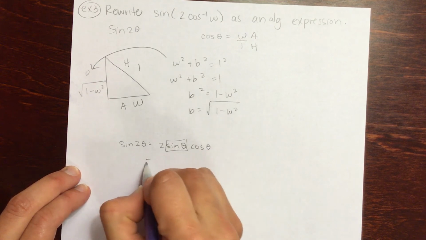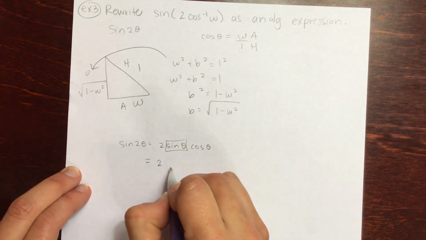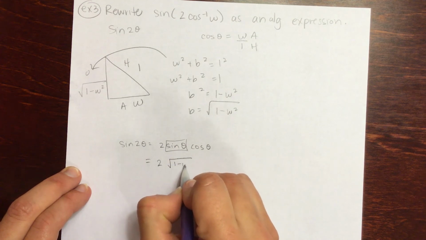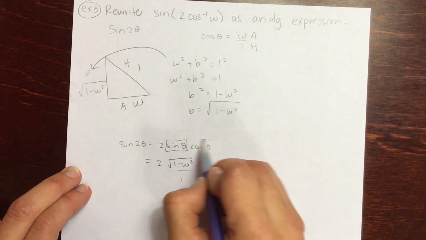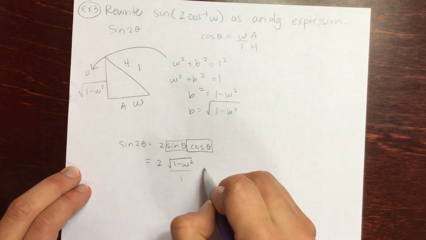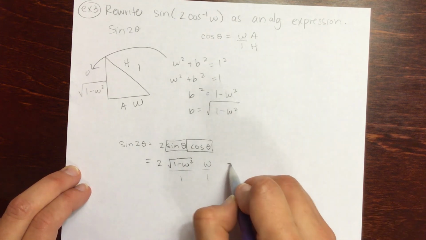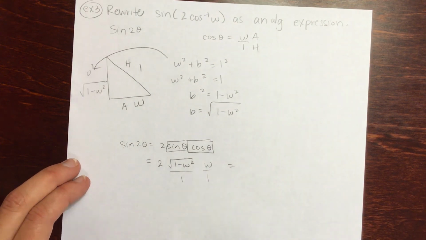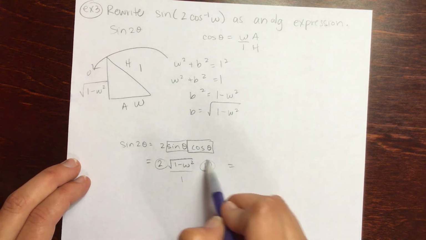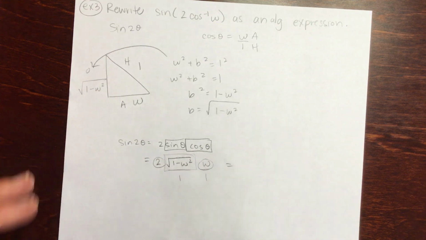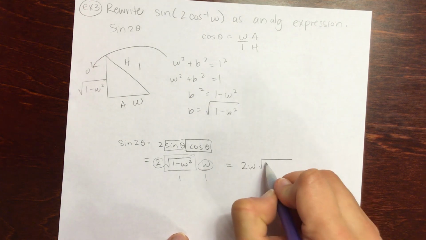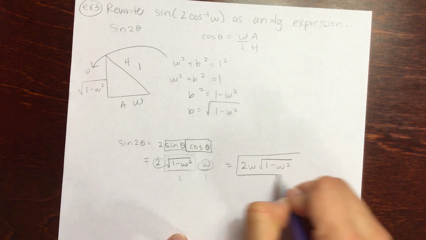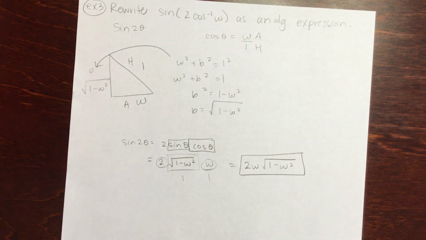Replace sine theta, the whole sine theta, with the SO fraction, which is that square root over 1. Over 1 we don't really have to write. And replace the cosine theta with the CA fraction, which is just w over 1. Over 1, again, we don't have to write. And then multiply it all together. So the 2 and the w stay outside of your square root, and this is obviously going to stay underneath my square root. Generally, we write the square root last. You don't have to, technically. Just make sure it's clear what letters and numbers are under your square root and what letters and numbers are not. But that is my answer.